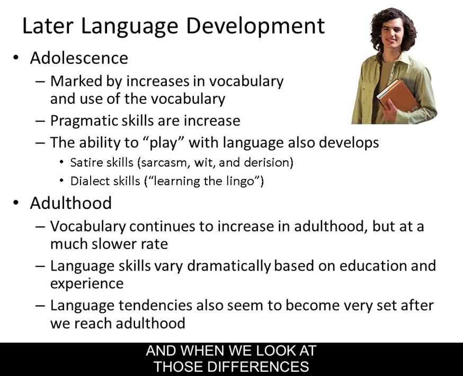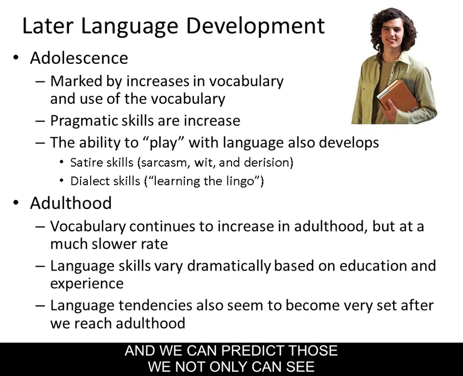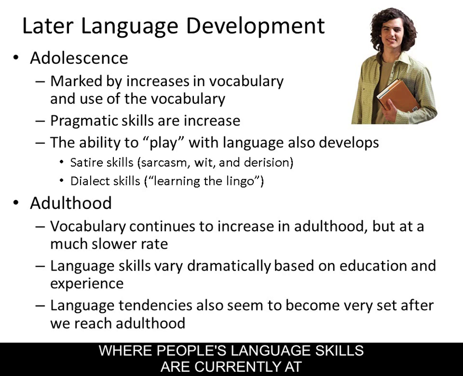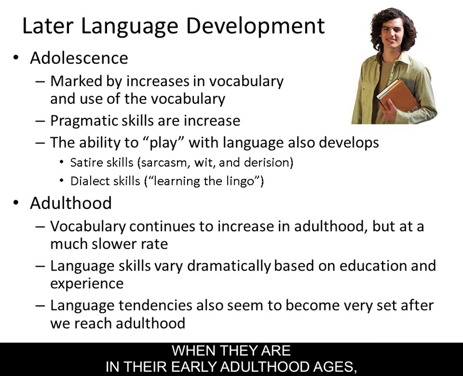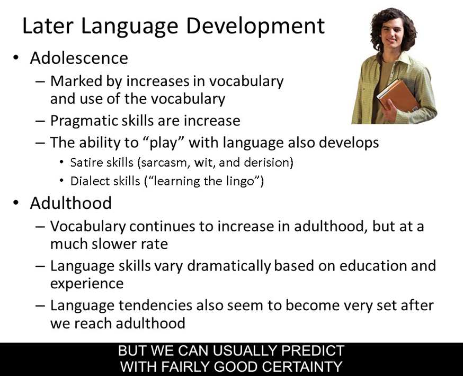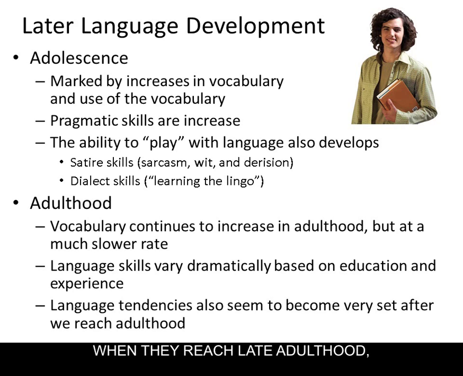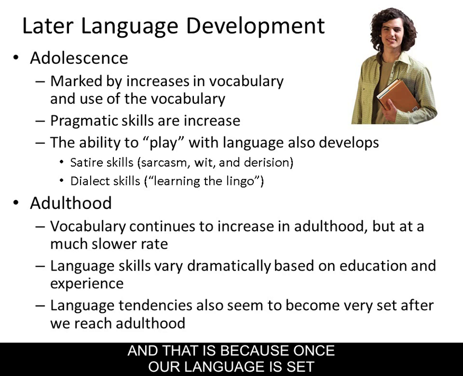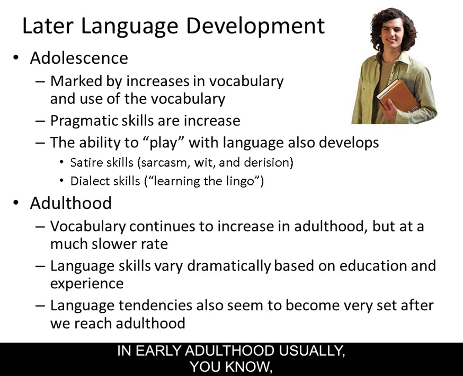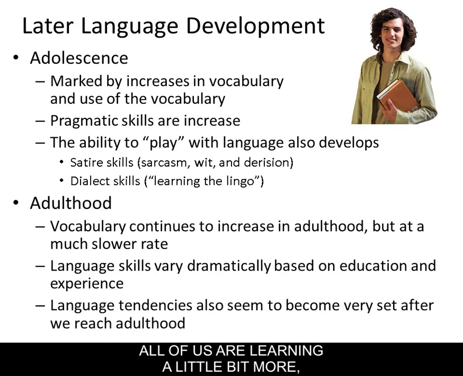And when we look at those differences and we can predict those, we not only can see where people's language skills are currently at when they're in their early adulthood ages, but we can usually predict with fairly good certainty exactly where their language skills are going to be when they reach late adulthood. And that's because once our language is set in early adulthood, even though all of us are learning a little bit more, picking up on a few more words or a few more ways to say things, our language stays fairly stagnant for the rest of our lives.